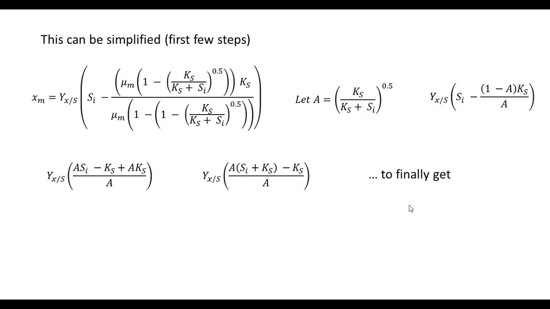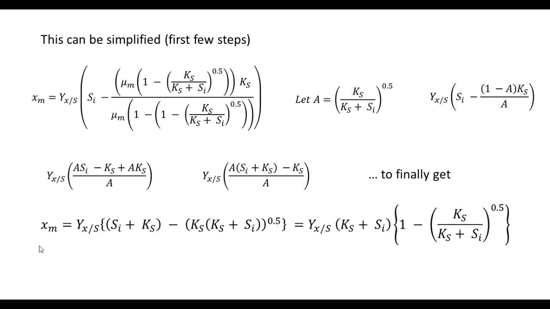You need to follow this for a few steps till we get Xm equals Yxs into Si plus Ks minus the square root of Ks into Ks plus Si. Okay, this is the final expression for Xm. I've just written this in terms of Ks plus Si. Outside is common: Yxs into Ks plus Si into 1 minus Ks by Ks plus Si to the power of 0.5. Okay, this is the expression for the maximum cell concentration.